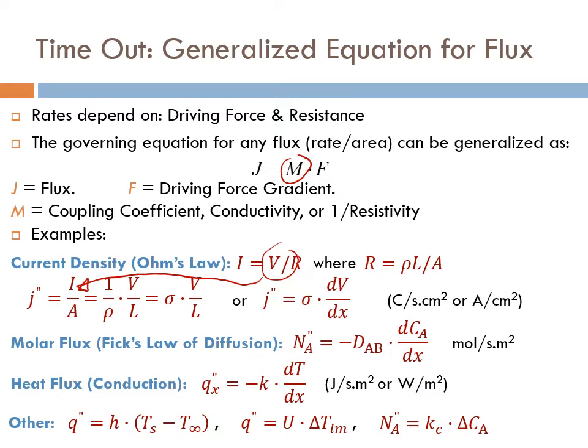So if you substitute this here, you will end up with 1 over rho times V over L. Okay, so let's see this: 1 over rho multiplied by V over L. 1 over rho, which is 1 over resistivity, is actually the conductivity. And then we have V over L. Or if you want to be more precise, more correct, then the current flux actually equals the conductivity times the driving force gradient.